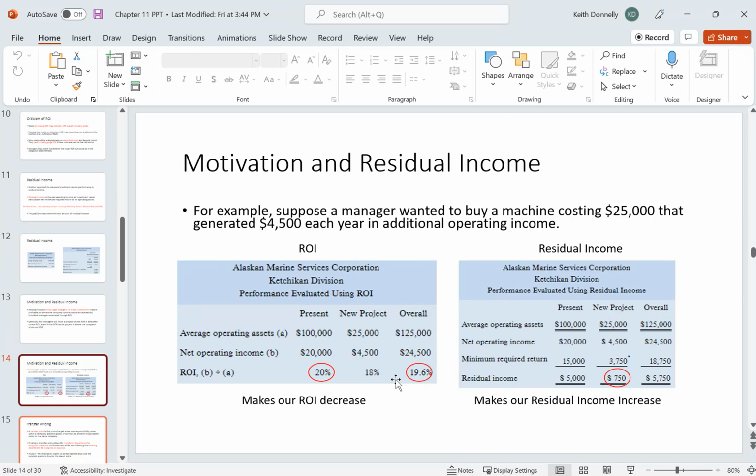So what we say to that manager is, why don't you evaluate this from a second perspective, a residual income perspective. You have your net operating income minus 15, and you're standing at 5 right now. This is going to increase you by 4,500 minus 3,750. It's going to make your residual income increase. You're going to go from 5,000 to 5,750. In other words, while your ROI decreases from 20 to 19, which you don't like, your residual income increases from 5,000 to 5,750. In other words, it gives you another basis to evaluate the decision, to evaluate your division.